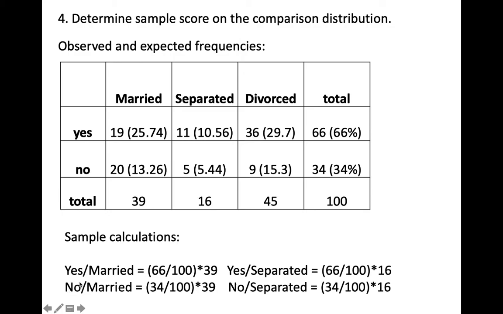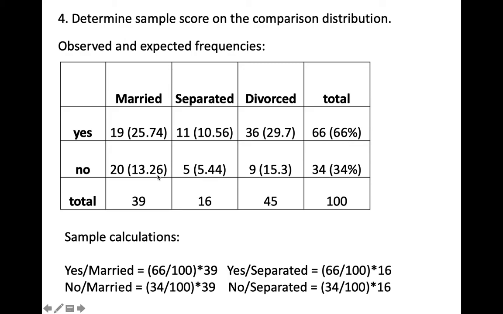What about married but no kids? The row total, 34, divided by 100 times 39. So basically we're saying 0.34 or 34% of 39. Essentially, there were actually 19 people that stayed married that had kids, and 20 people that stayed married that didn't have kids. However, based on the overall percentages of people that have kids versus not, we expect 66% and 34%. That's what we just determined.